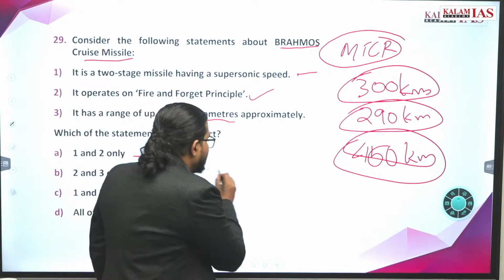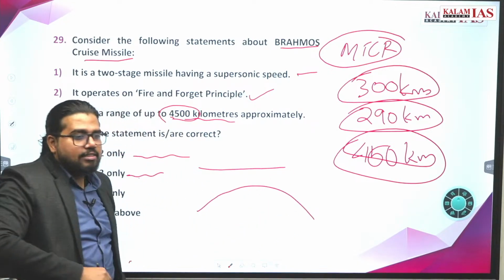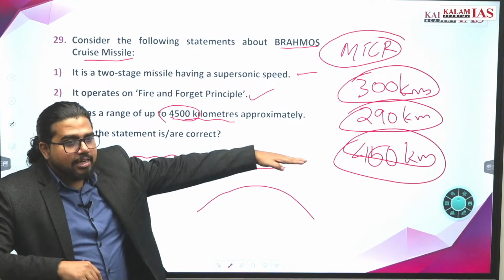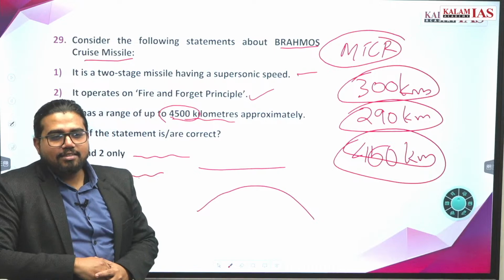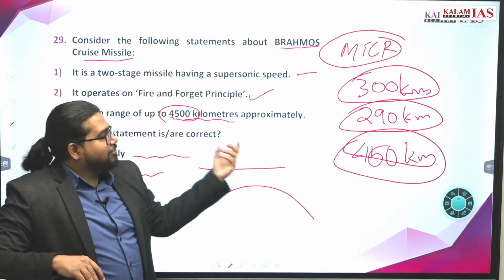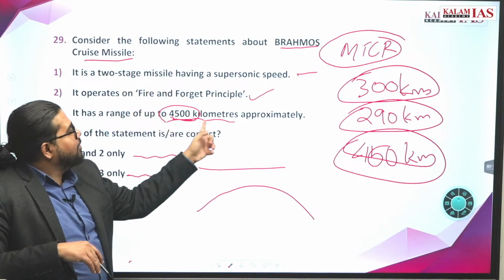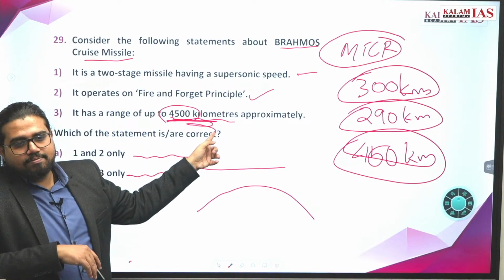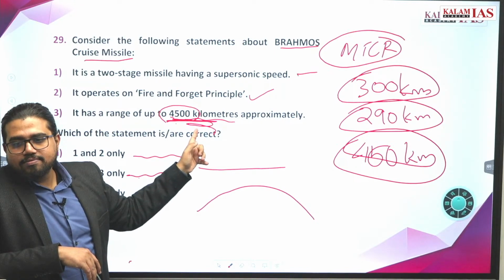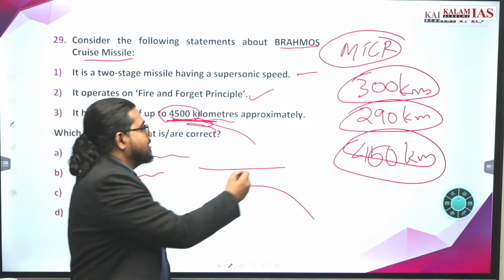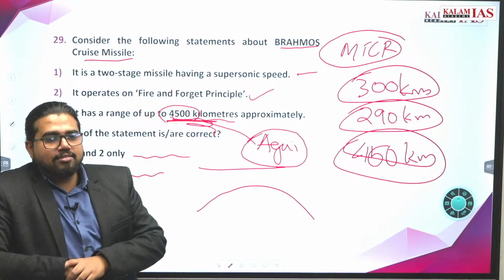Cruise missile means it will go through a straight path. Ballistic means it will go like this. Now how far can you go in a straight path? 4,500 kilometers you cannot go in a straight line and hit. You have to take a ballistic path if it has this much range. So a cruise missile cannot have this much range. And which missile has a similar range? Agni. Agni 5 and others have around 5,000 kilometer range.